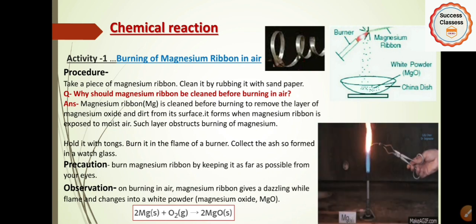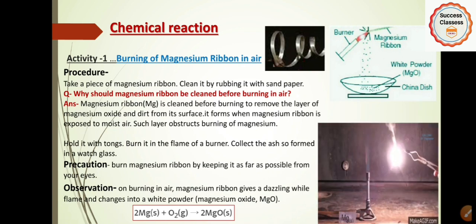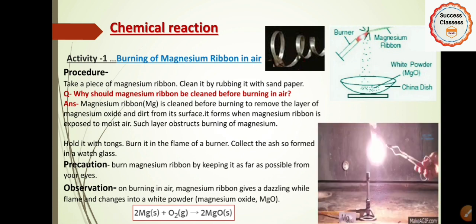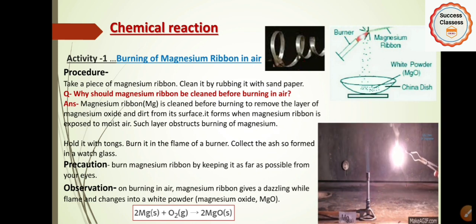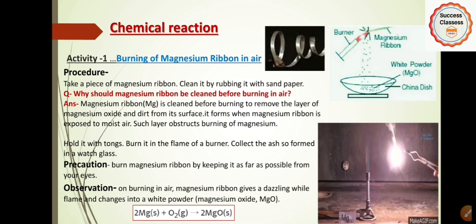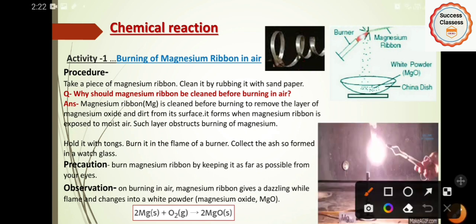So take a piece of magnesium ribbon, hold it with tongs and then burn it in the flame of a Bunsen burner. And we will see the ashes coming out because the chemical reaction takes place and magnesium burns into ashes. And the color of the ash is white powder. We will see white powder which we collect in the china dish.